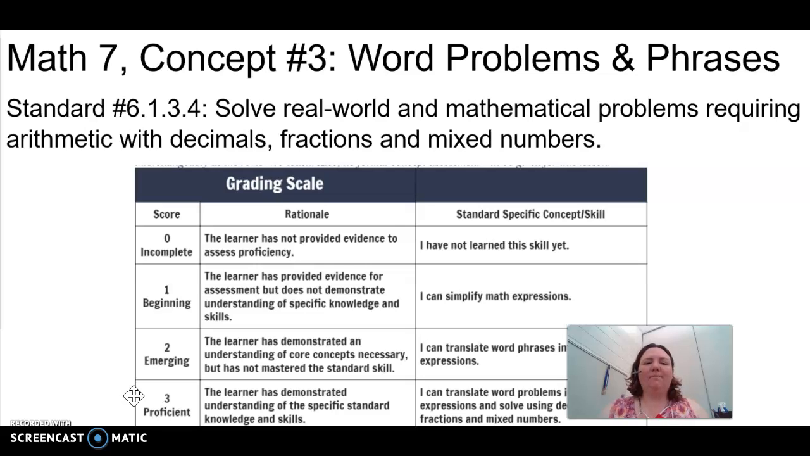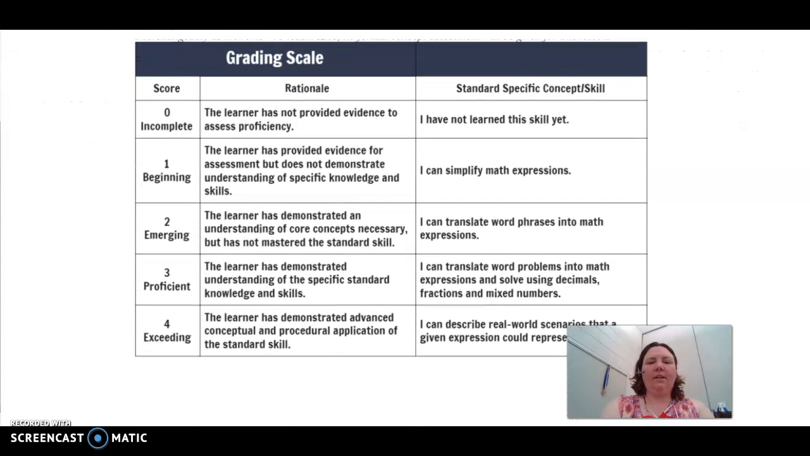This lesson video is Math 7 concept number 3, using math expressions to solve word problems and write phrases. So you can see here our learning goal for today. At the end of today's lesson, we want to be proficient in this learning task, and to be proficient, we should be able to confidently say, I can translate word problems into math expressions and solve using decimals, fractions, and mixed numbers.